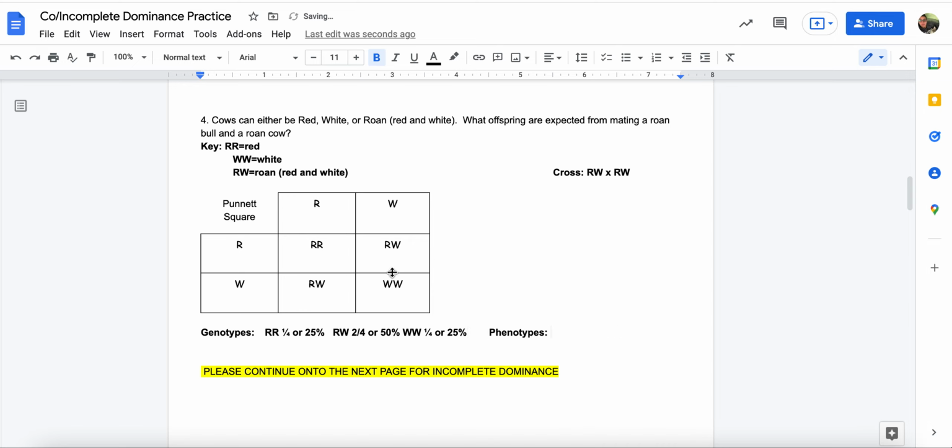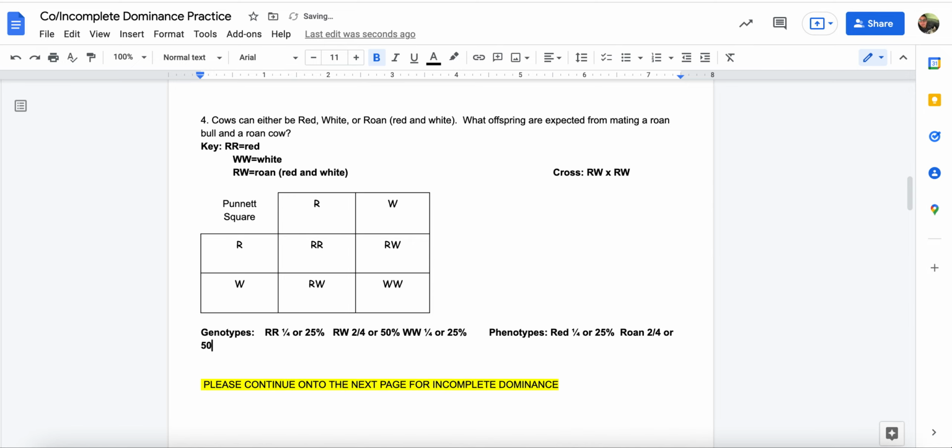For my phenotypes, I'm going to go back to the first box, capital R, capital R. Capital R is going to be red. So we've got red, 1 out of 4, or 25%. Our capital R, capital W, according to our key, that's our roan. So we've got 2 out of 4, or 50%. And then our last box is the capital W, which would be white. And we've got 1 out of 4, or 25%.